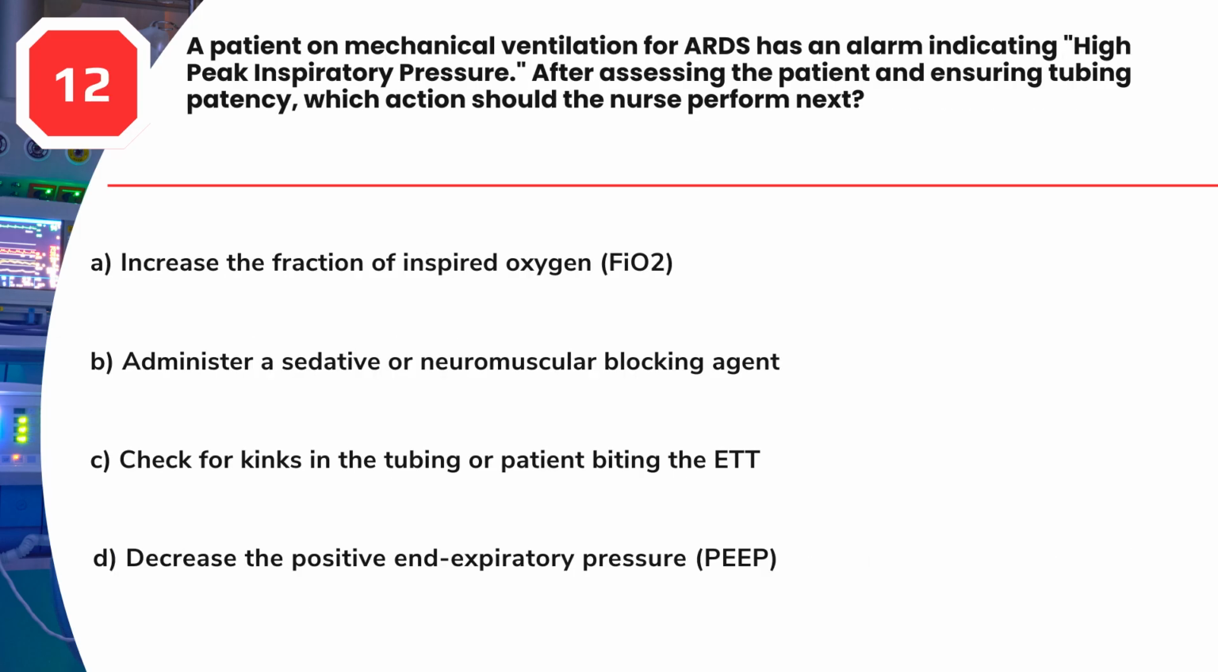Question 12. A patient on mechanical ventilation for ARDS has an alarm indicating high peak inspiratory pressure. After assessing the patient and ensuring tubing patency, which action should the nurse perform next? A. Increase the fraction of inspired oxygen, FiO2. B. Administer a sedative or neuromuscular blocking agent. C. Check for kinks in the tubing or patient biting the ETT. D. Decrease the positive end expiratory pressure, PEEP.